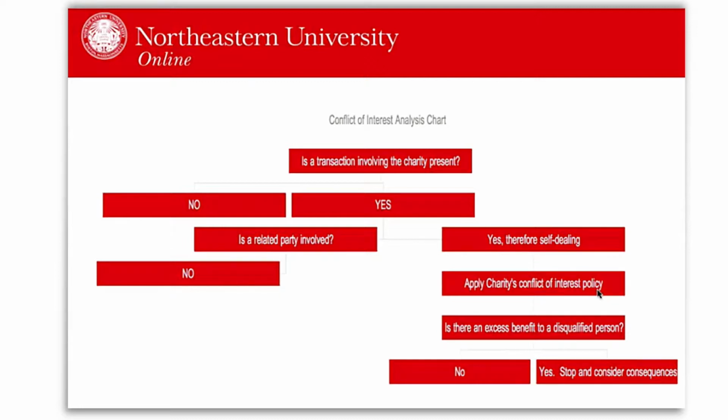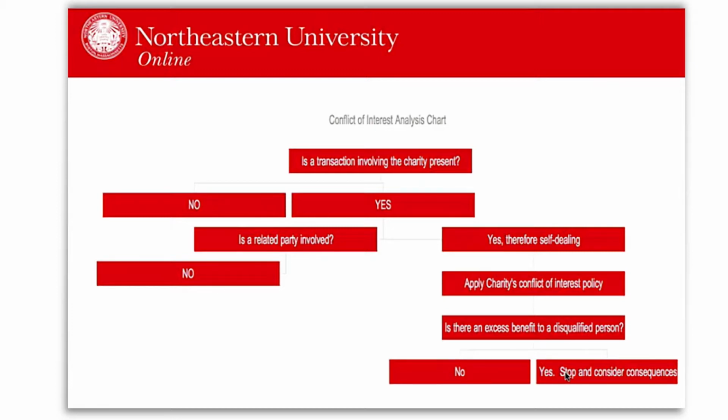Now, it might be that the board has gone through an analysis of this transaction and found that the charity is really gaining the economic advantage. In that case, the conflict of interest, while it's apparent, is not prohibited because the charity is getting the economic benefit. But is there an excess benefit to a disqualified person? If no, then at least we've applied the conflict of interest policy, and if there's not an excess benefit, then it will pass muster with the Attorney General or whoever looks into it.